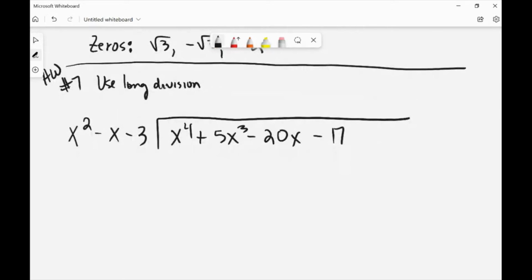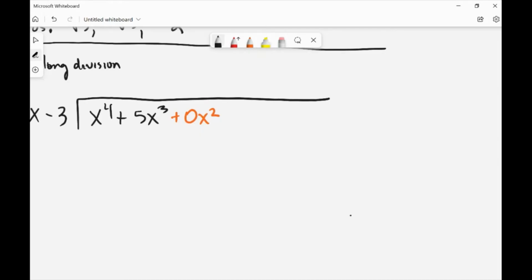All right. Let's begin. We're only going to look at x squared and x to the 4th. What times x squared will give us x to the 4th? X squared. Yep. We're missing a term. Did y'all see that? So plus 0x squared. All right. What else? Minus 20x minus 17.